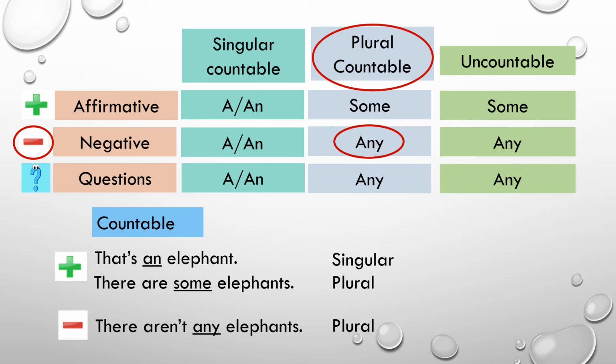Cuba perhatikan ayat tadi. There aren't any elephants. Kenapa dia guna verb aren't? Are not, disebabkan oleh elephants ialah plural.